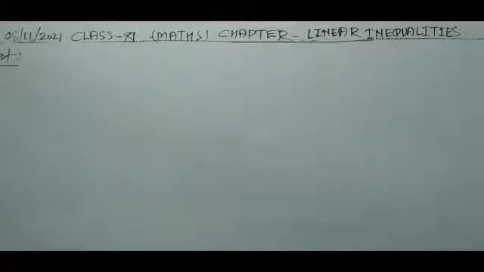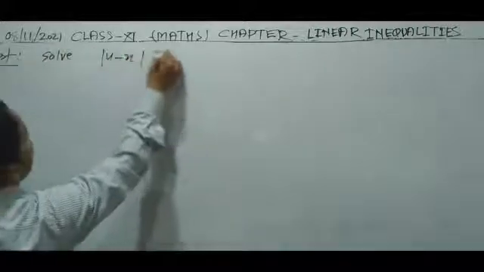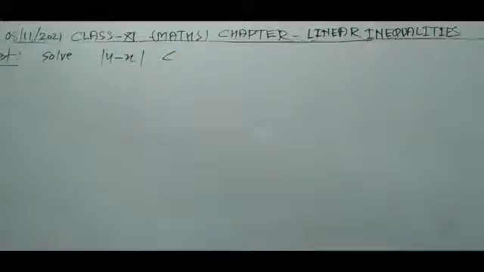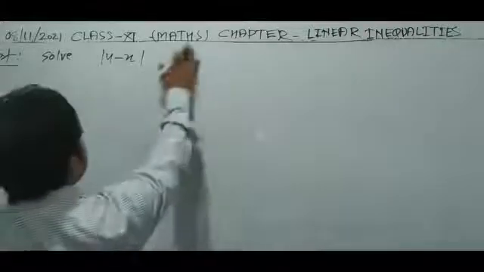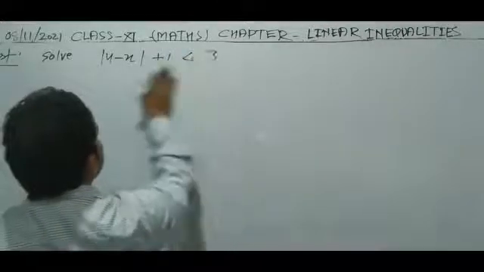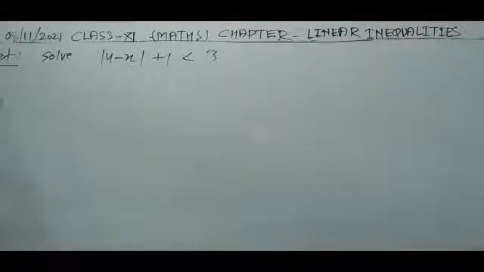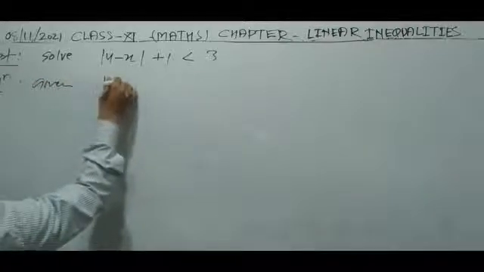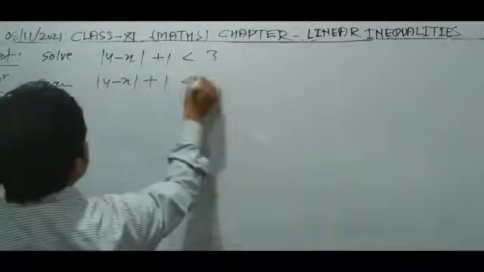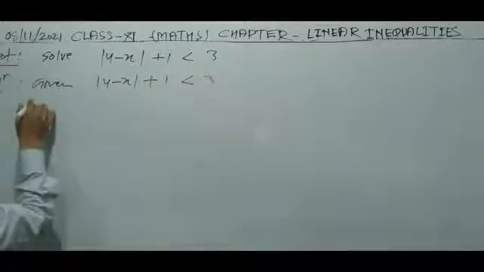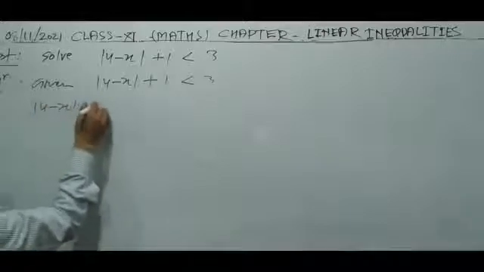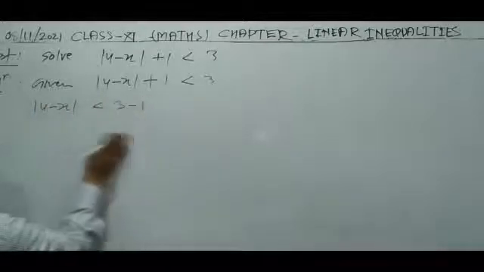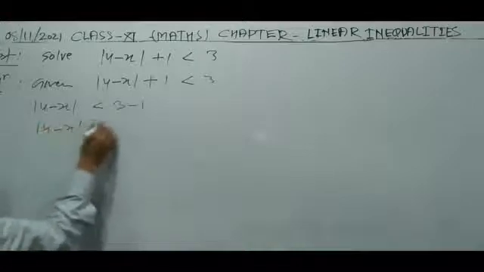Solve mod of 4 minus x plus 1 is less than 3. So solution: given mod of 4 minus x plus 1 is less than 3, mod of 4 minus x can be written as 3 minus 1, and now mod of 4 minus x is less than 2.